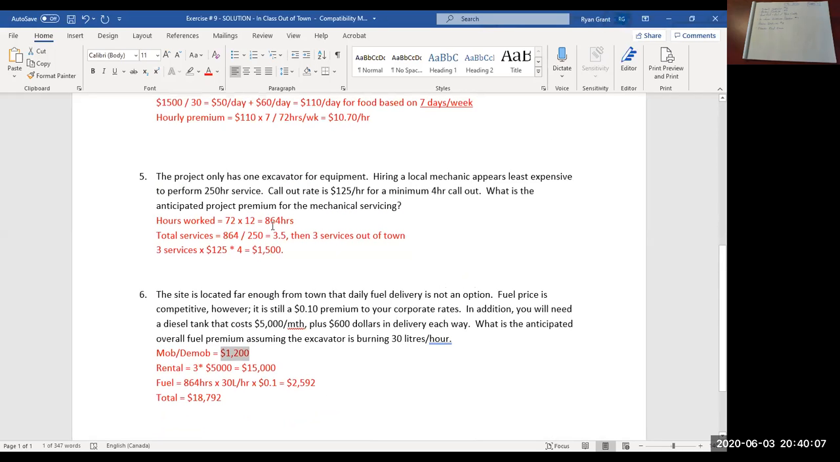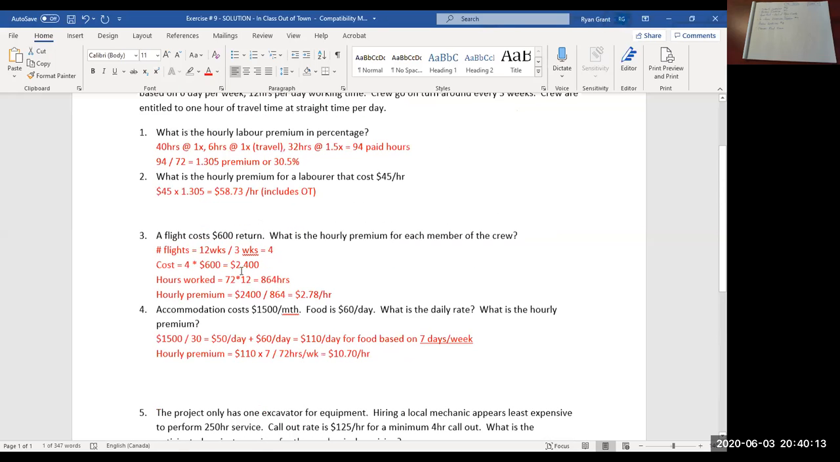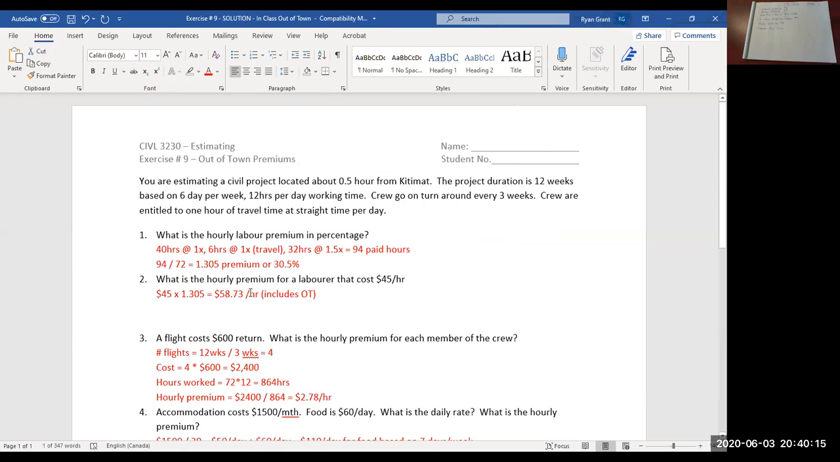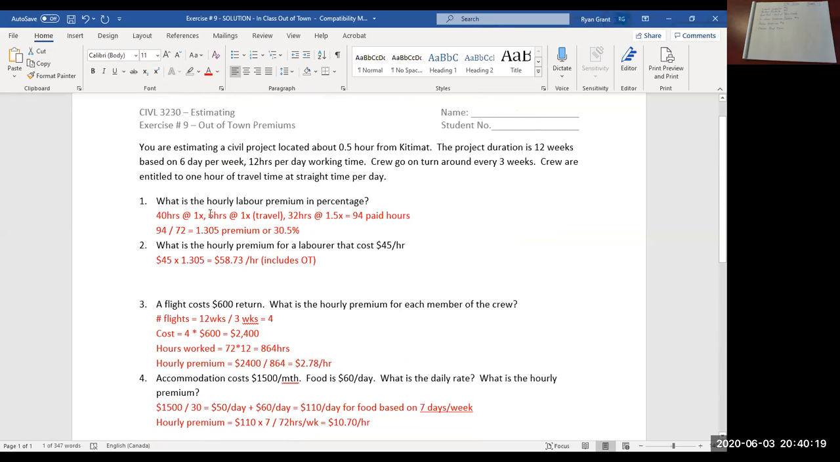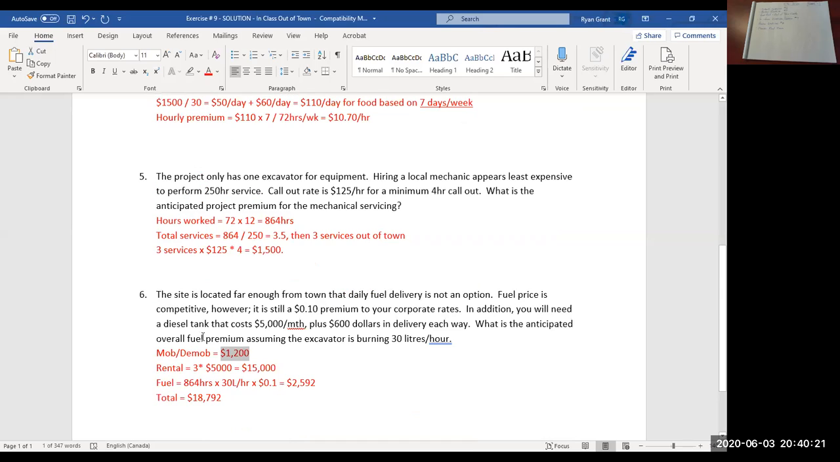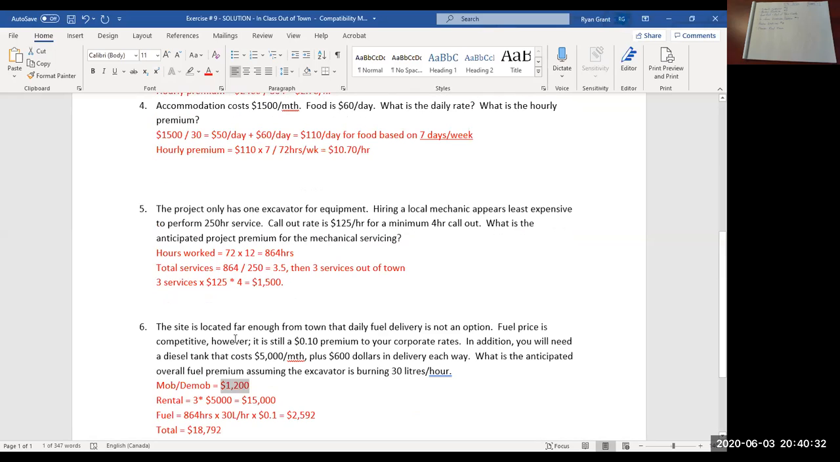We've got servicing, we've got fuel, we have crew accommodation, crew flights, and then the overtime premium. Yeah, we didn't mob our own machine up. So that should be in here somewhere.